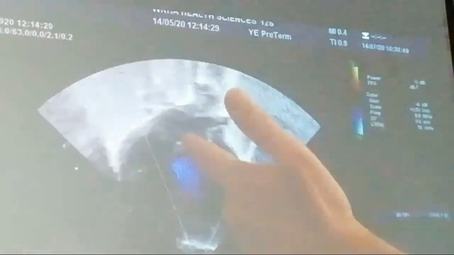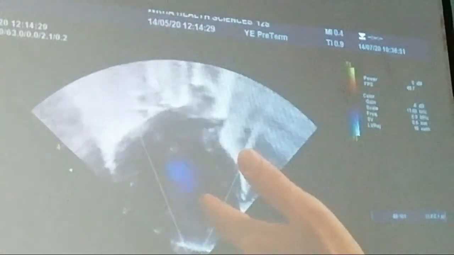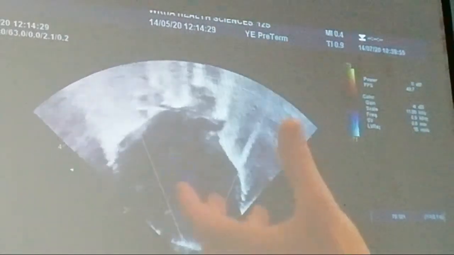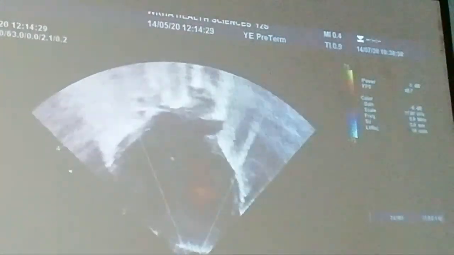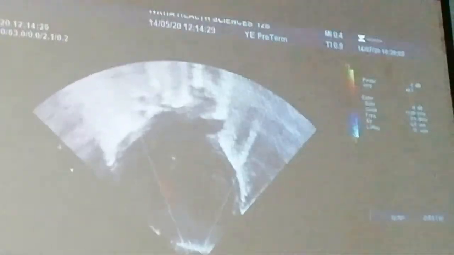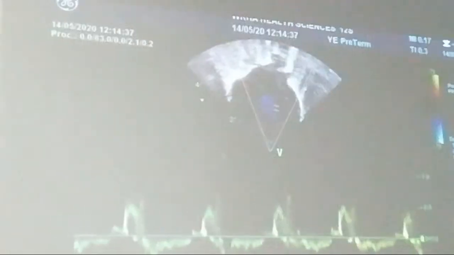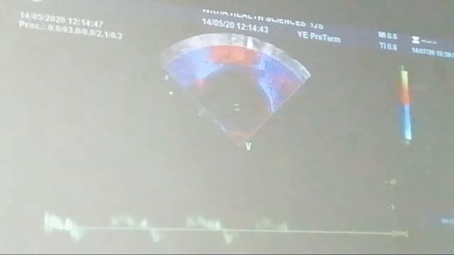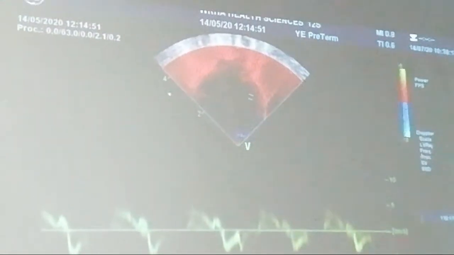So you have the blood flow from the left atrium to the left ventricle, and the left ventricle is contracting well, as well as the right side of the heart. That's a Doppler of the mitral inflow, which looks normal. That's a tissue Doppler of the septum and the free wall of the left ventricle. That's mainly for research purposes.